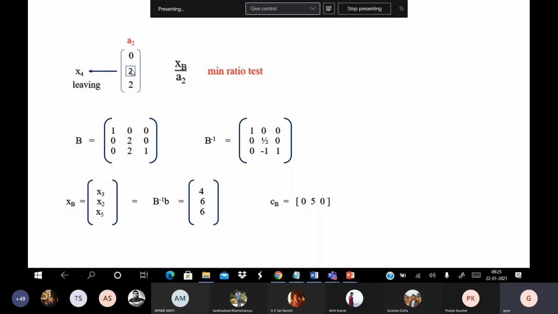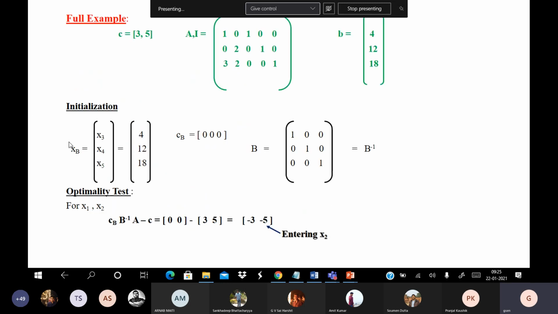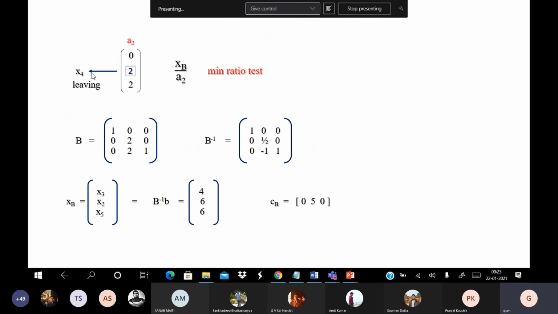So what is this 2? 2 is in the middle. Right? 2 is in the middle. So you see this xb, what is in the middle? X4, right? So that means X4 will leave. Fine. So now we have identified which one will enter, X2, and which one will leave, X4.